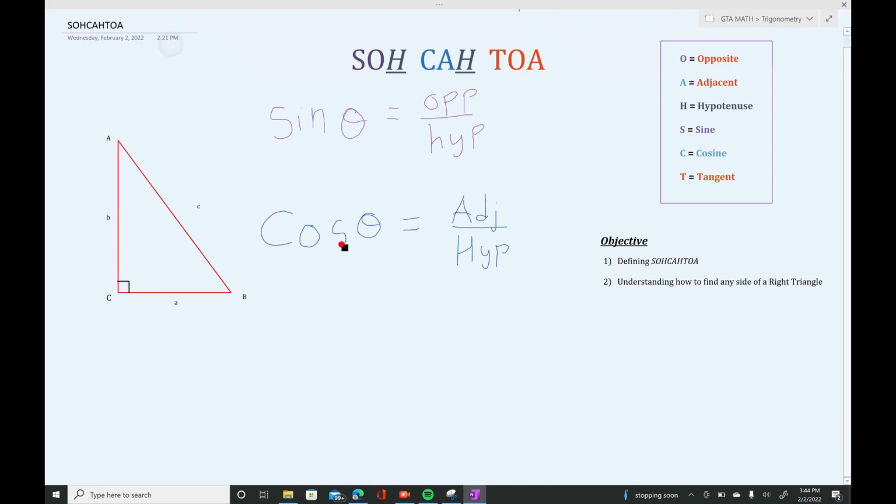And the TOA represents tangent. And just remember, where you see theta, that's usually going to be replaced with an angle, which is something you'll be given inside of the triangle. But right now, we're not going to worry about that because tangent is opposite over adjacent.